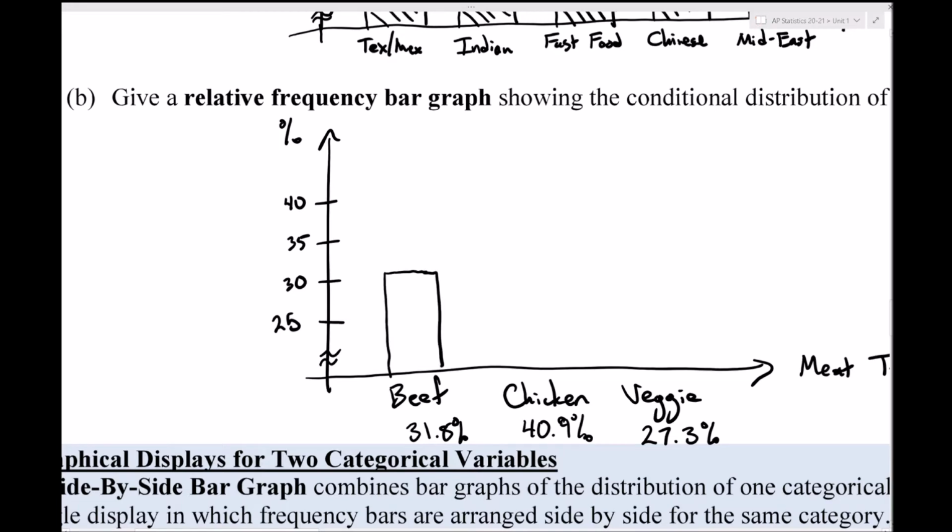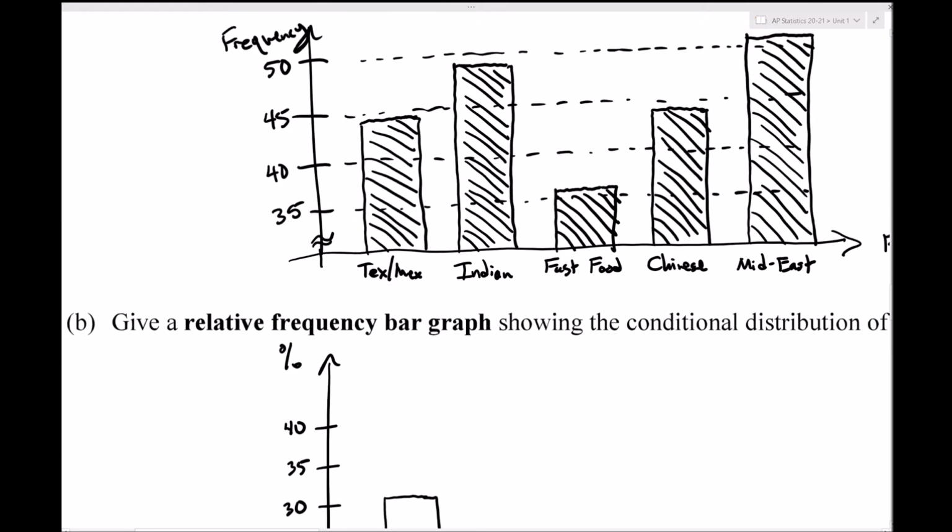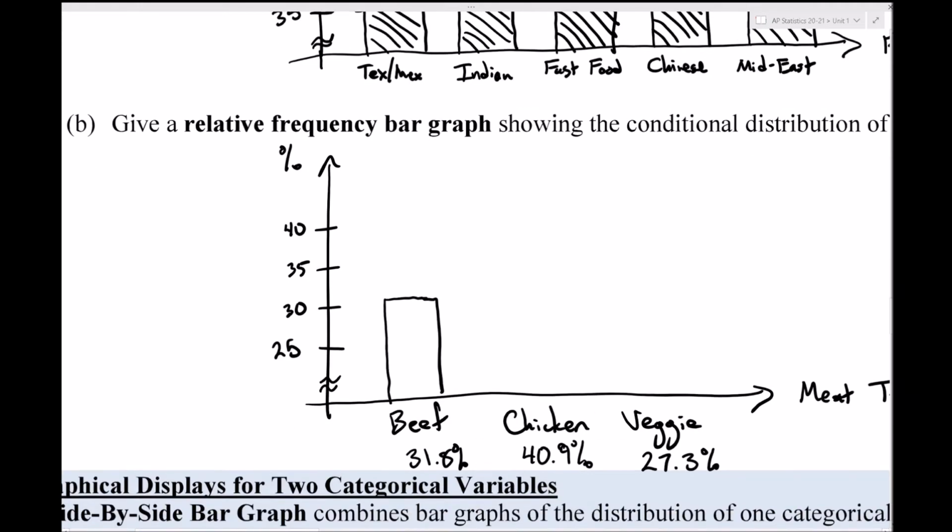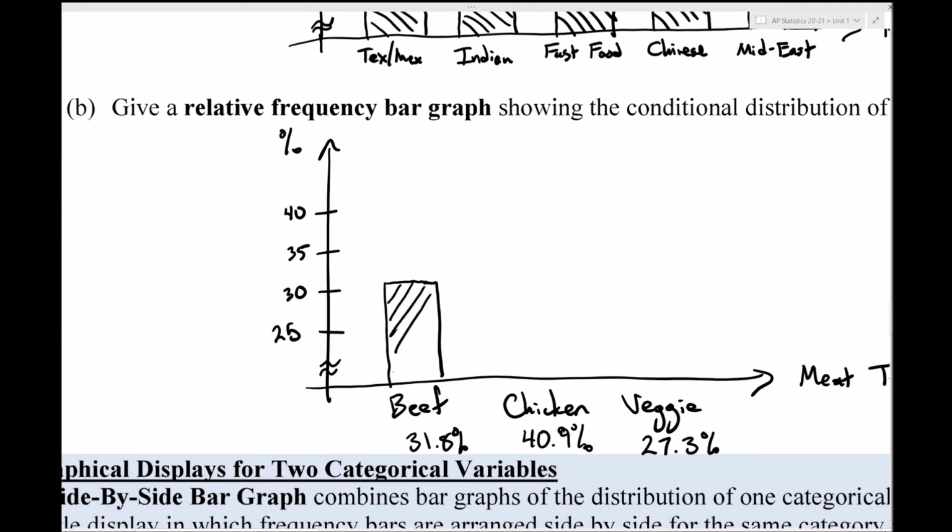Did I draw grid marks in that one? Yeah, I did. So I went a little extra on that one. I'm not going to do that here. As long as it's reasonably drawn, no big deal. Chicken, 40.9. 40.9 is going to be a little bit above that 40. And just eyeball it. Make sure it's accurate somewhat.